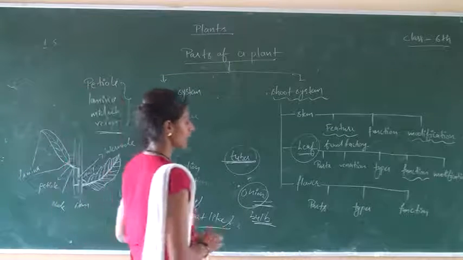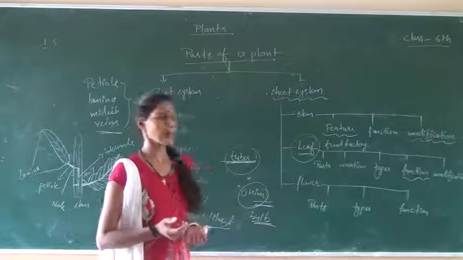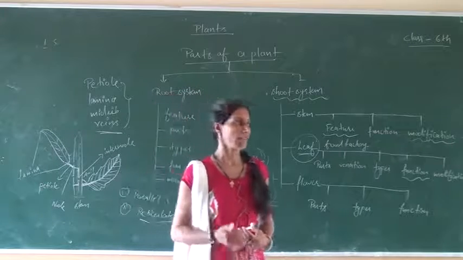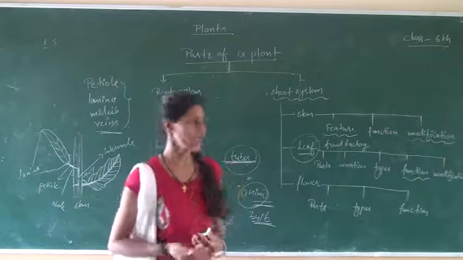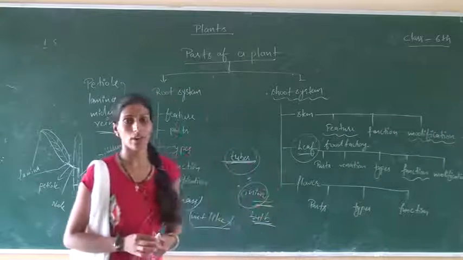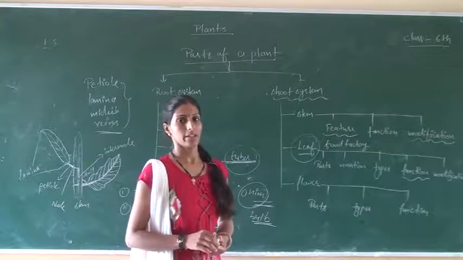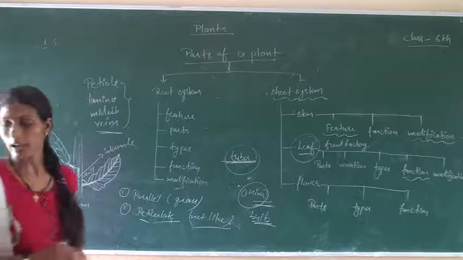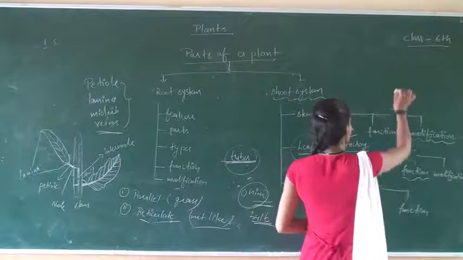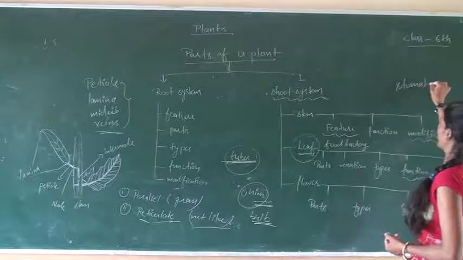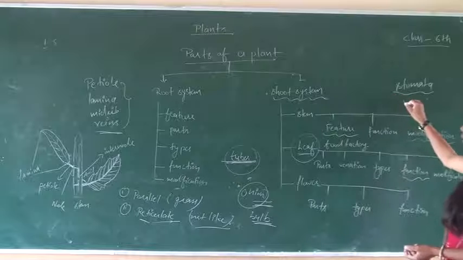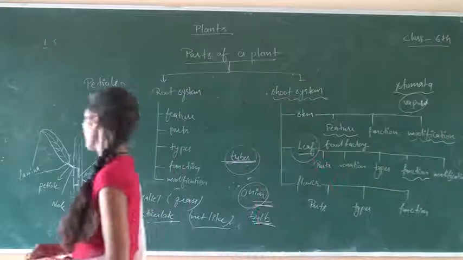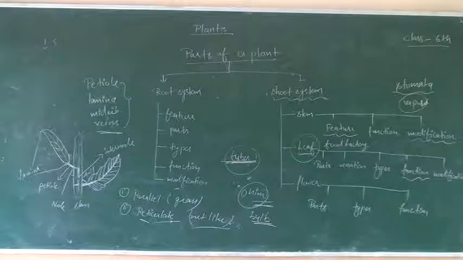Next function of the leaf is transpiration. What is meant by transpiration? There is excess loss of water from the leaf, and this excess loss of water from the leaf is known as transpiration. Transpiration generally takes place through the stomata. Excess water forms vapor in the transpiration process.